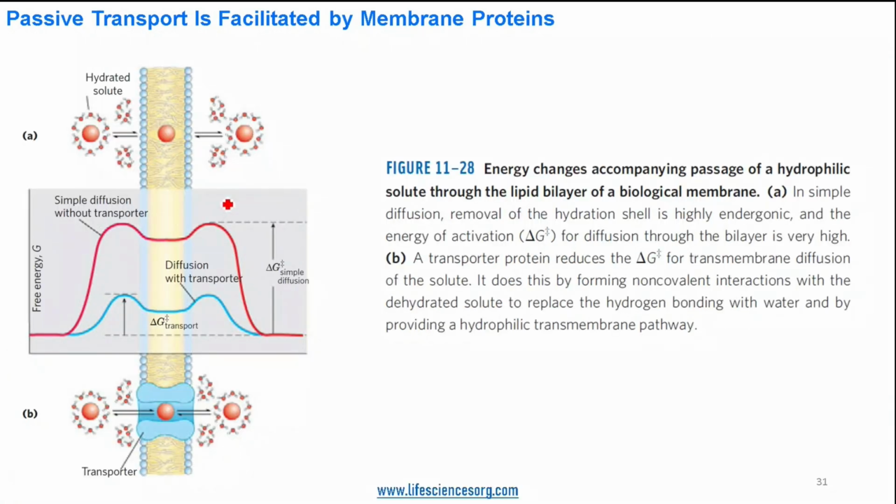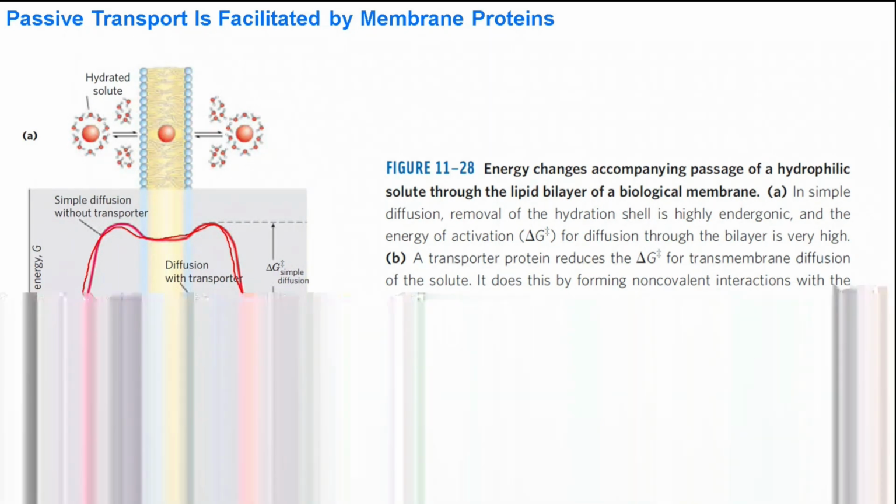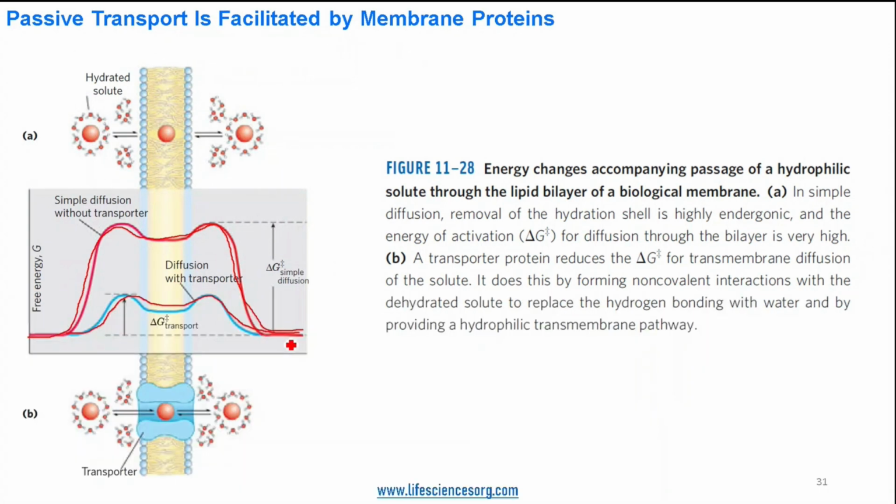But if a molecule needs to pass through the membrane without the presence of a transporter, it must surpass a very high energy barrier to pass through the membrane. But if transporters are present, very little energy is required for it to get inside the cell. So transporters are energetically favorable for the transportation of molecules.